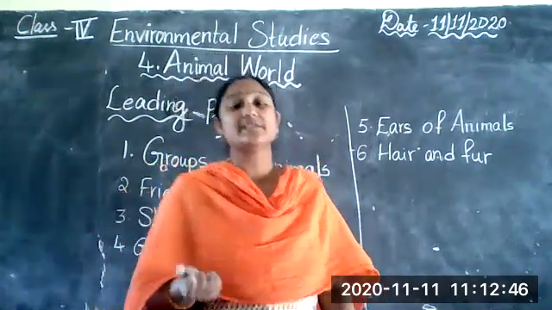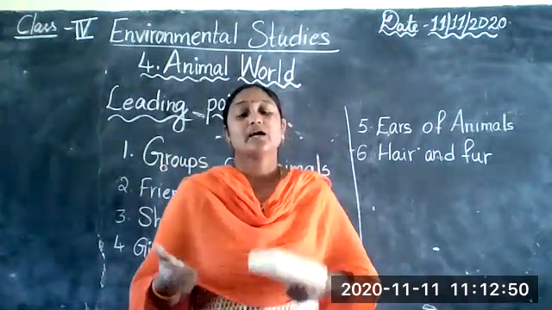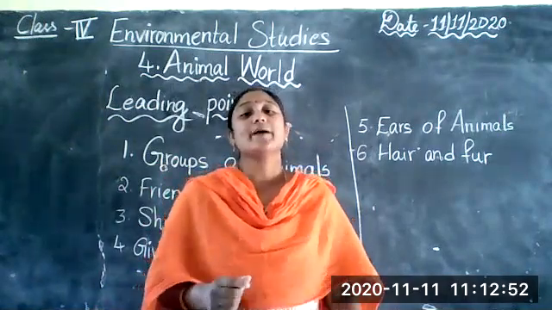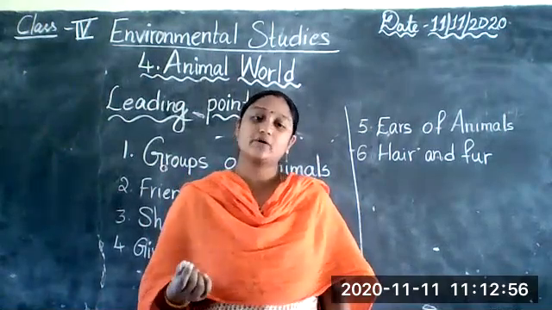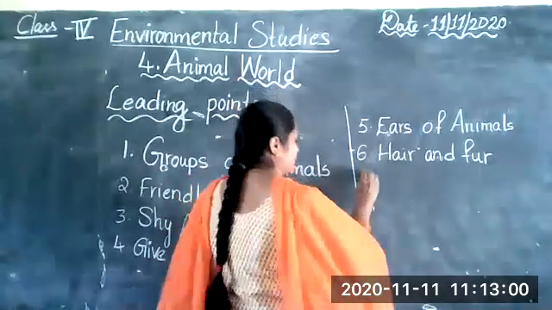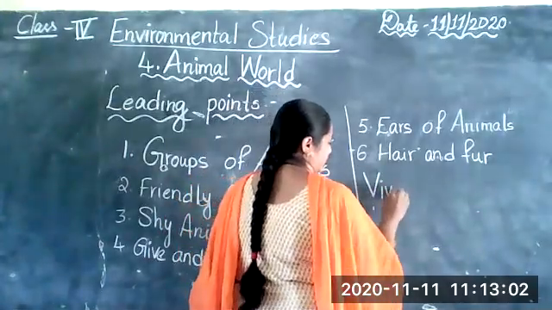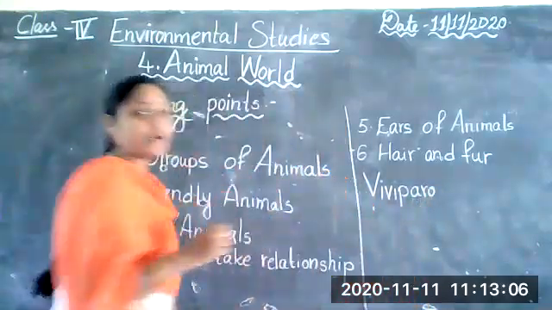Bring up the young ones means, here I am telling you, small basic children. So viviparous and oviparous. Now here I am going to explain about the viviparous and oviparous. Look at the goat children. Viviparous. So shall I write the goat?